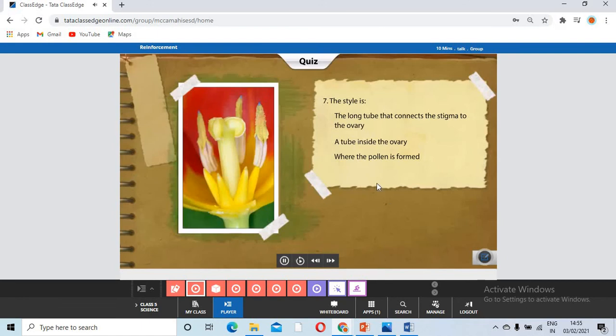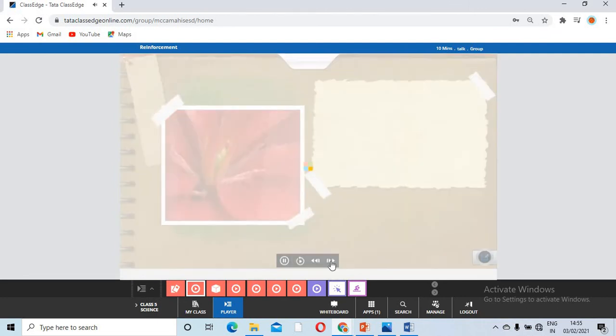Okay, the next one. Amudan can answer this. The style is a long tube that connects the stigma to the ovary, or a tube inside the ovary, or where the pollen is formed. What is style? The long tube that connects the stigma to the ovary. Very good. I think everybody has understood this topic.